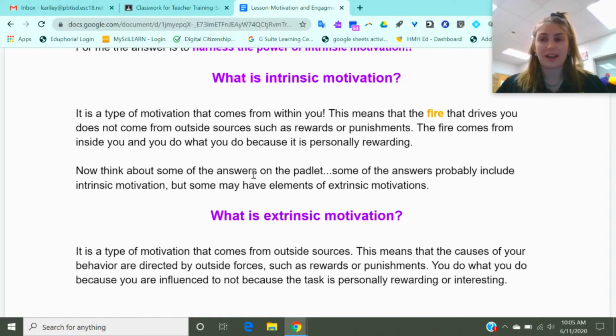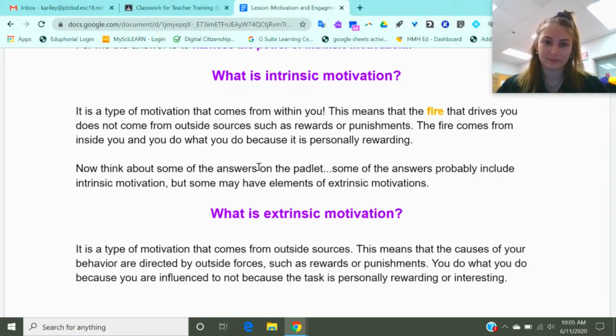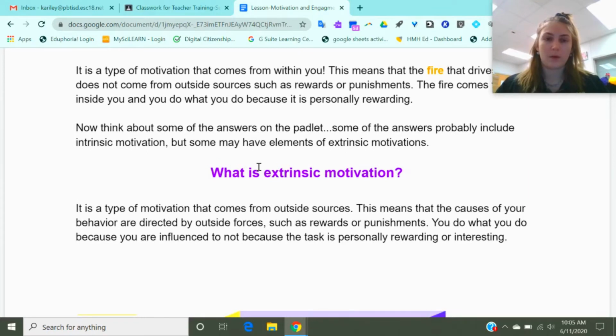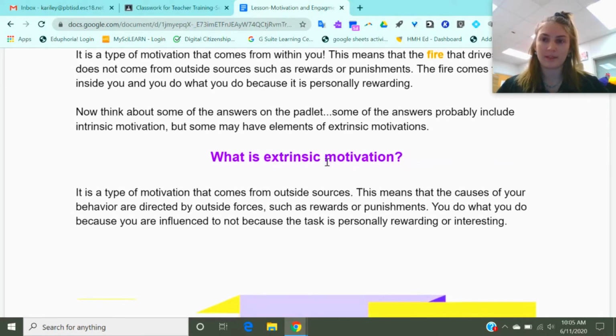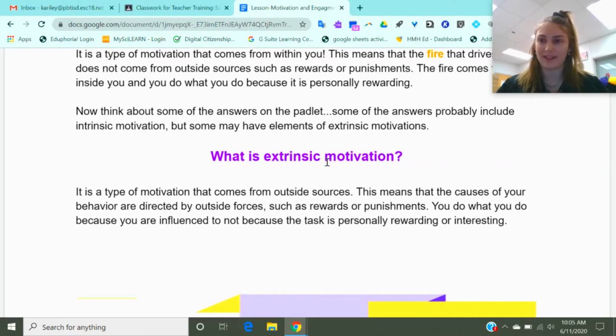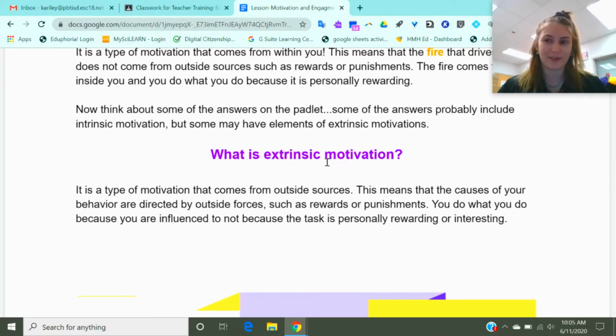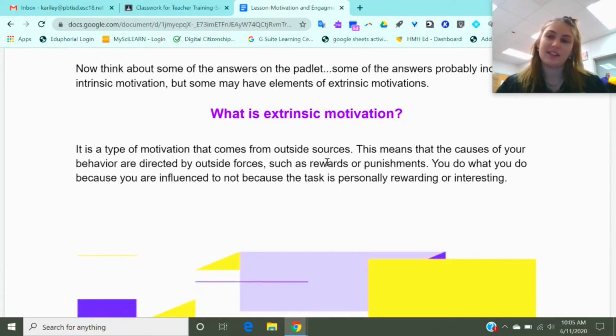So, for example, that could be like your job. And we hope that you love your job and you do it because it is personally rewarding. So, I want you to think back to some of the answers on the Padlet, and we'll talk about this in the comments in our discussion: which ones are more intrinsic and which ones are more extrinsic, which will bring us to extrinsic motivation, which is the opposite of intrinsic.